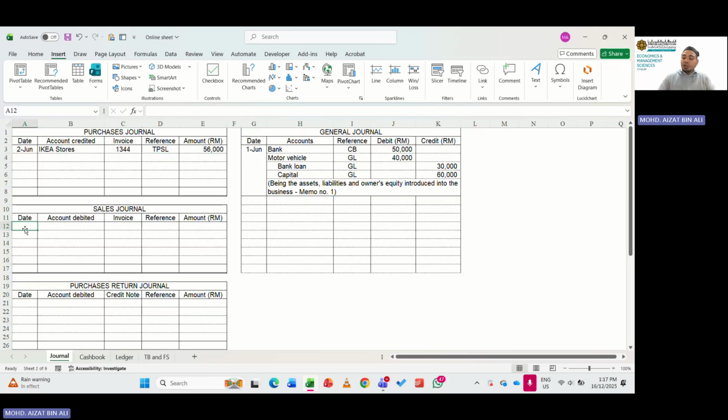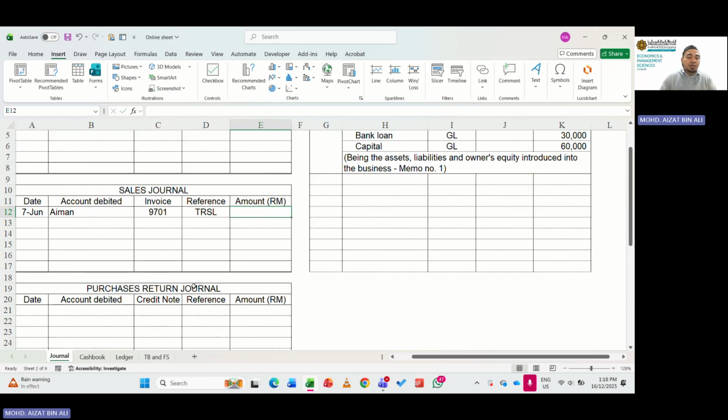Sales journal. Now 7 June, the account debited would be Aiman. Invoice number 909701. And the reference, where can we find Aiman's account? It will be in the trade receivable subsidiary ledger. Just record the amount here. The amount of the sales is 1,200 ringgit.